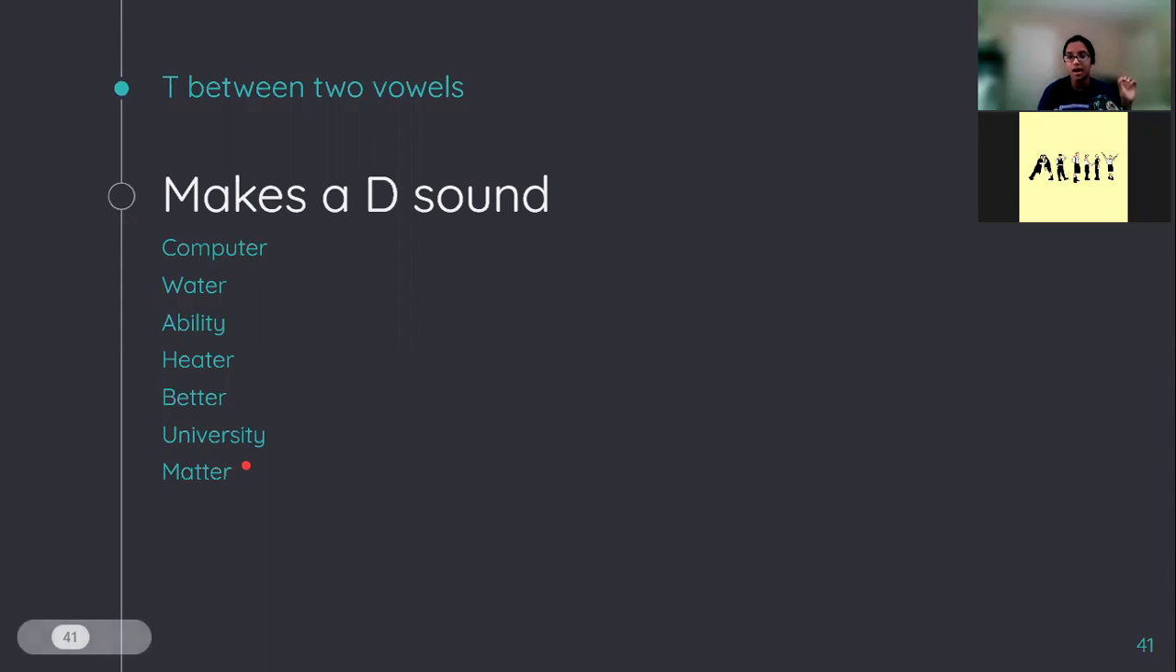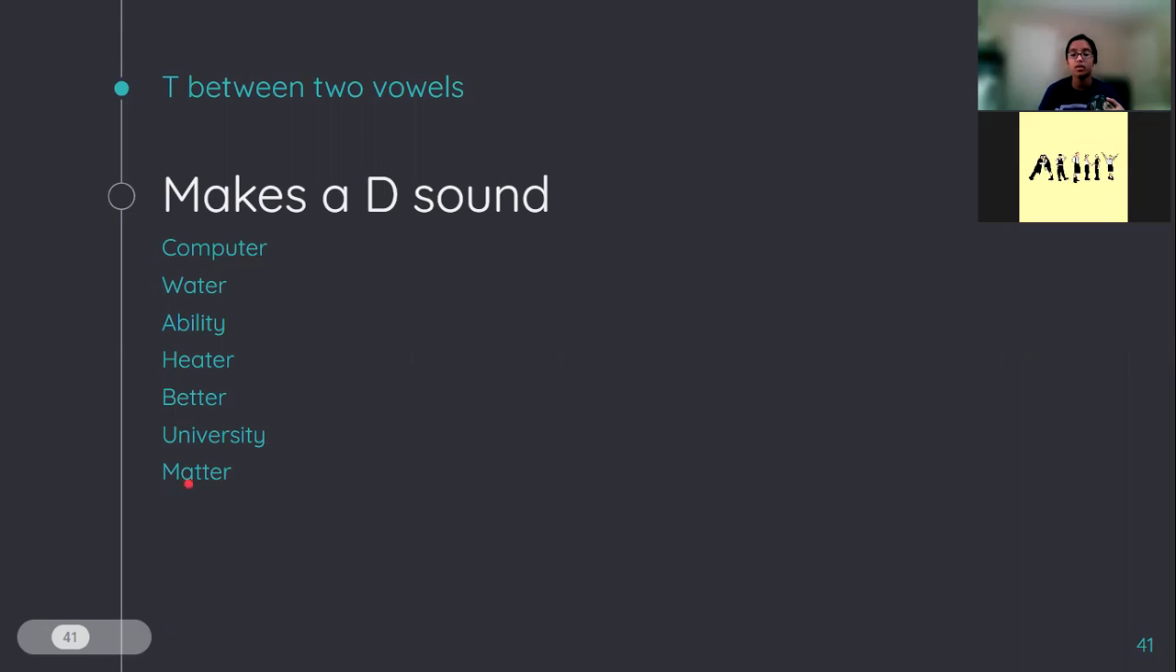I also talked about how Y is like a vowel. Y can act like a vowel and a consonant. But in this case, in the word university, Y is acting like a vowel. That's why the T is pronounced like a D. It's not university with a hard T, it's university with a D sound.